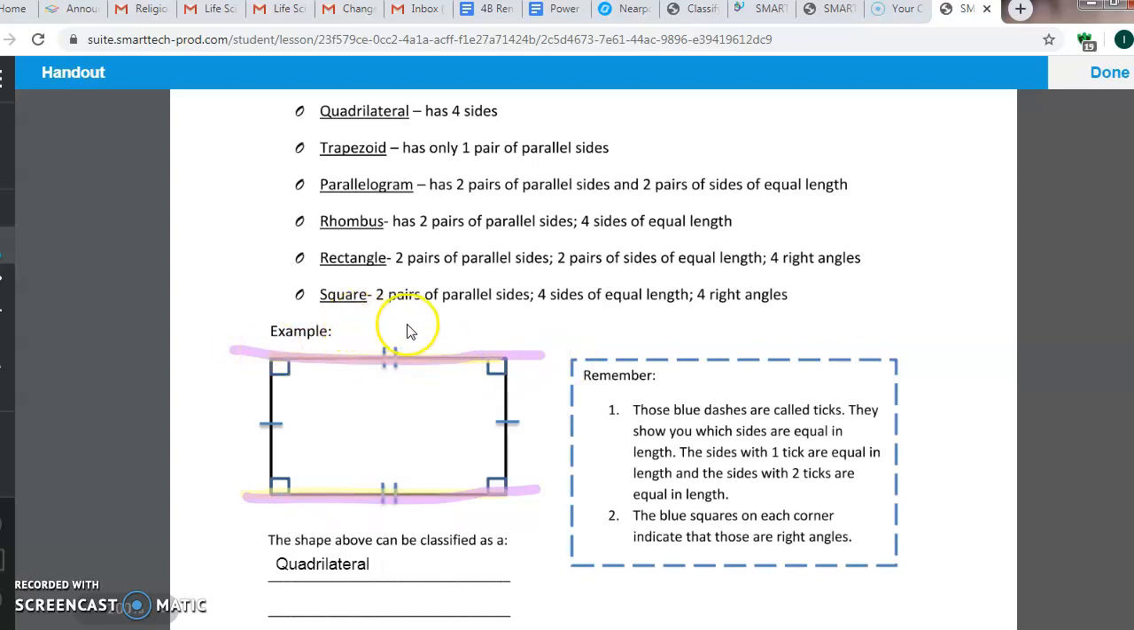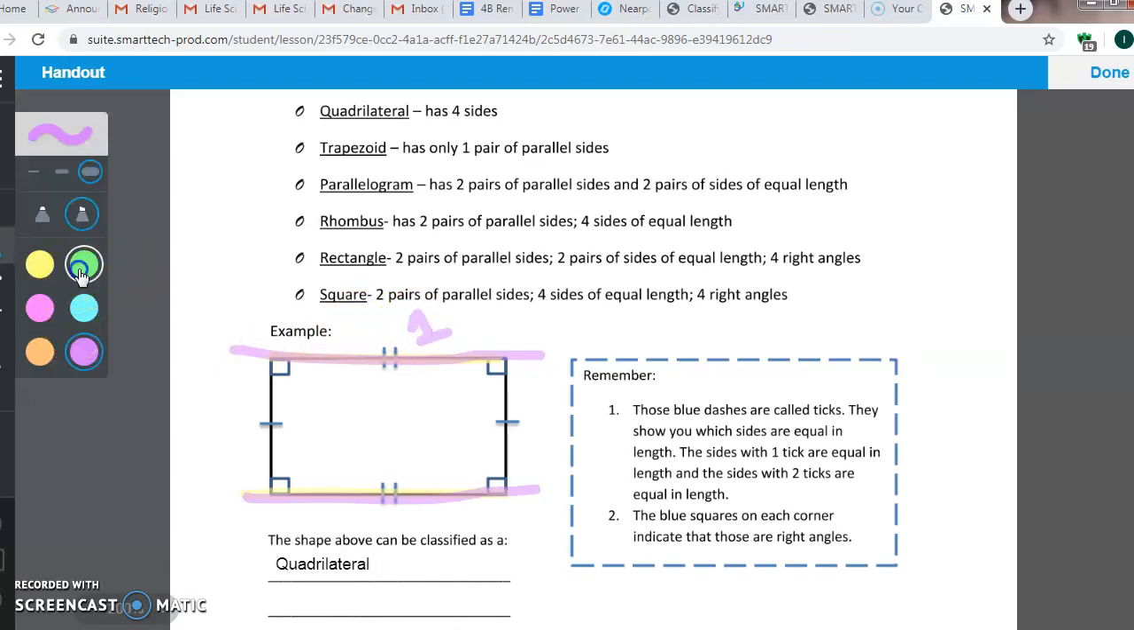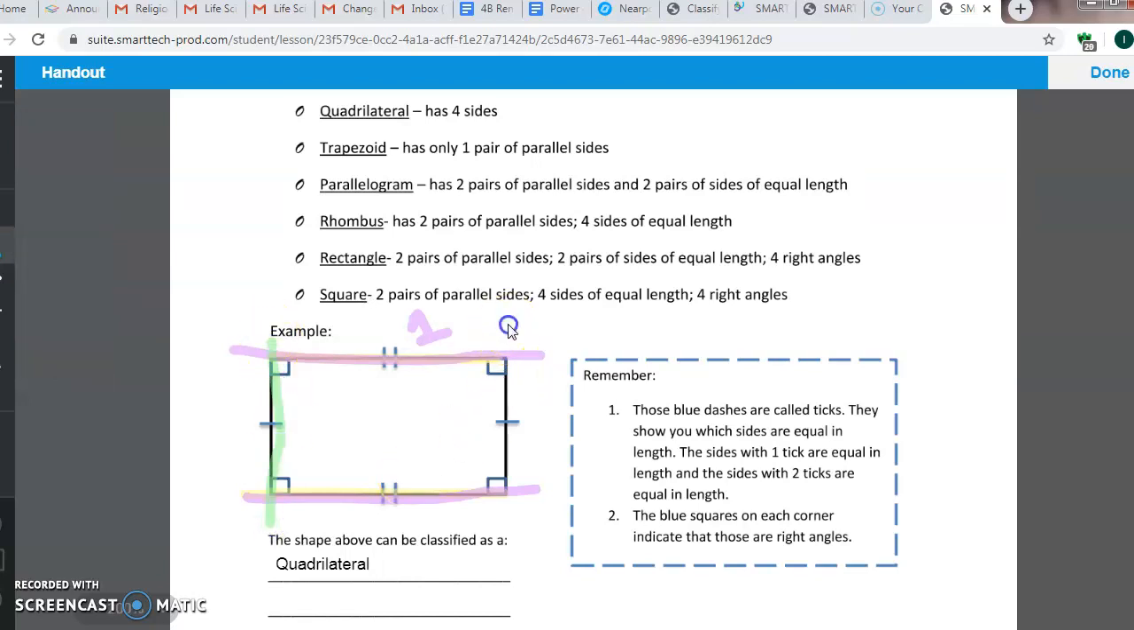So this would be one pair of parallel sides. But I also noticed that the left and right sides are also parallel, because if they were to continue to run side by side forever, they would never touch. So that would be a second pair of parallel sides. Well, a trapezoid has only one pair of parallel sides, so that definition doesn't apply to this shape because this shape has 2 pairs of parallel sides.